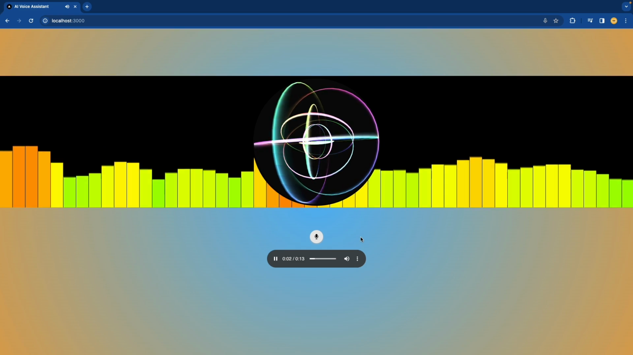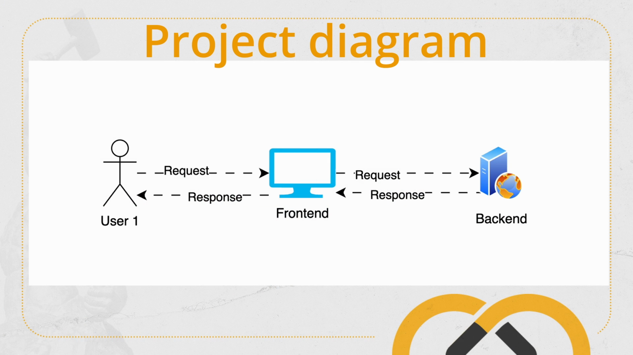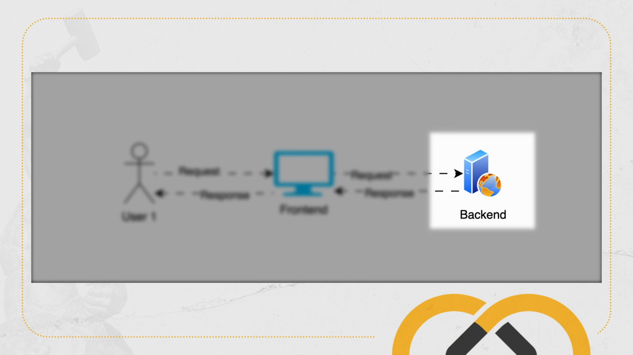In the previous videos, we developed our AI voice assistant. And this is what it looks like right now. A user, let's suppose for example user 1, with his computer accesses the front end, and the front end with the voice from user 1 will be sent to the backend. And so the backend will process the audio request from user 1 and send it back to the front end.